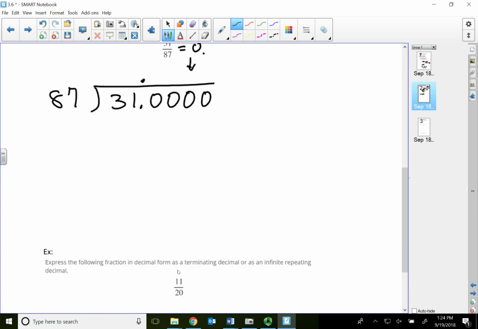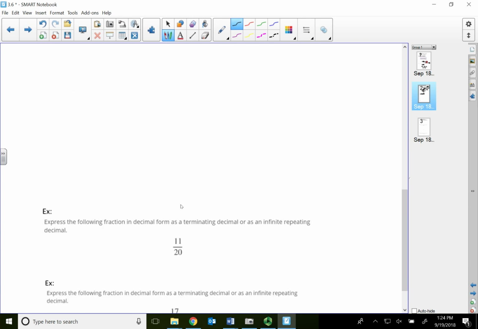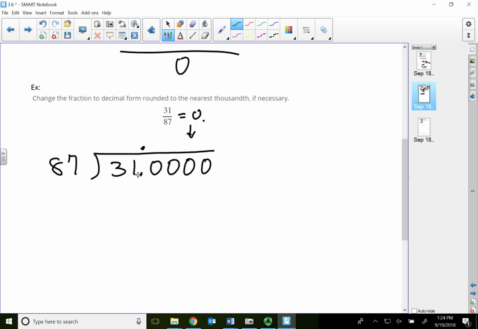Let me move this down a little bit. So 87 goes into 31 0 times. So let's take a look at this as 310. 8 goes into 31 about 3 times, right? 3 times 7 is 21, carry 2. 3 times 8 is 24, plus 2 is 26. All right, if I subtract, that's a 9, that's a 0, and 4 becomes 2. So bring down the next 0.